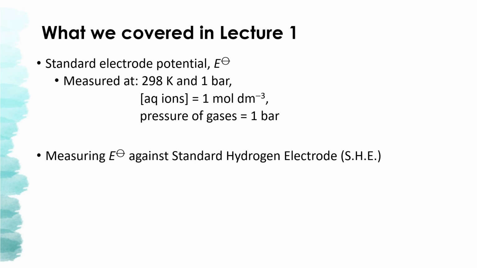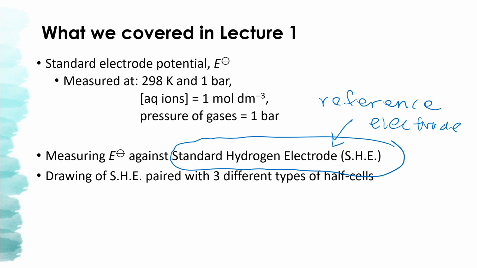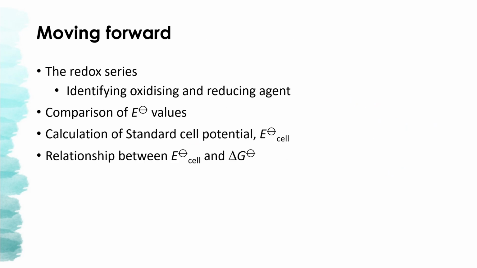The E value for a half cell must always be measured against a reference electrode, and the reference electrode is your SHE. This is your reference electrode. I've also introduced you the 3 different types of half cell. Please go and revise.